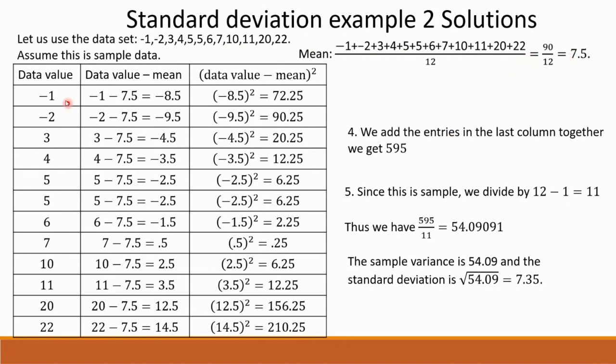And then it's just like before. We have the data values, and I put them all in the table. We do the data value minus the mean for each data value, as you can see. Some numbers will be negative here. That's okay. What we do next is square these differences, and that's what we're doing. As you can see, we're squaring.